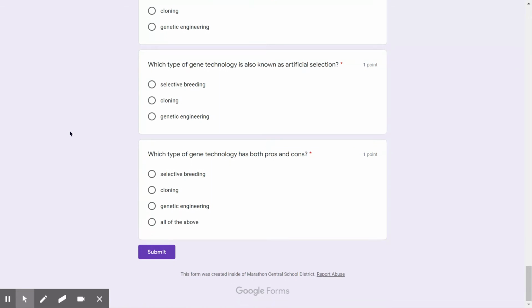Which type of gene technology is also known as artificial selection? Which type of gene technology has both pros and cons? Is it selective breeding, cloning, genetic engineering, or all of the above? And that's it.